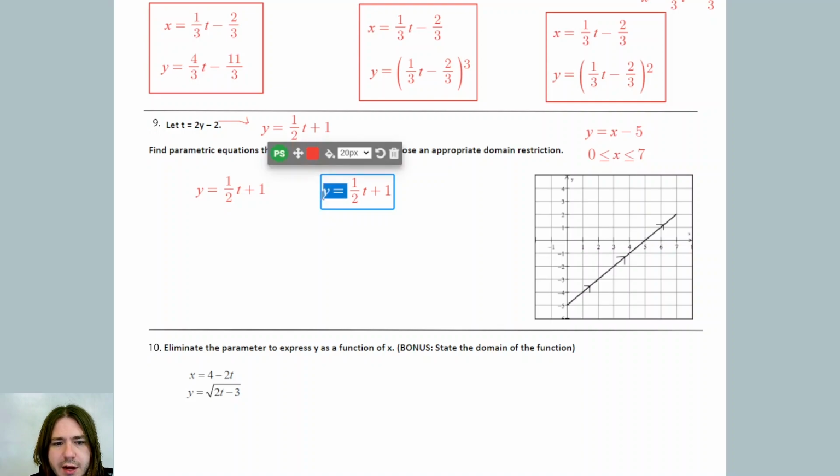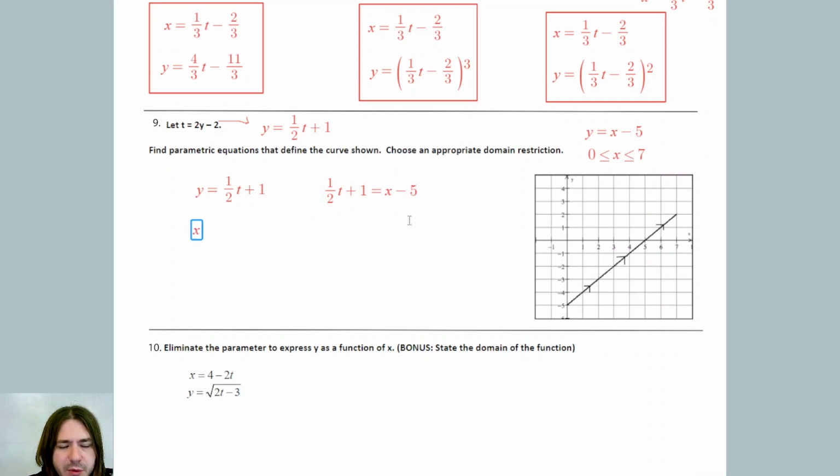So there's my y, and then equals x minus 5. And if I'm solving this for x, I'm just going to add 5 to both sides. So that'll leave me with x equals 1/2 t plus 6.